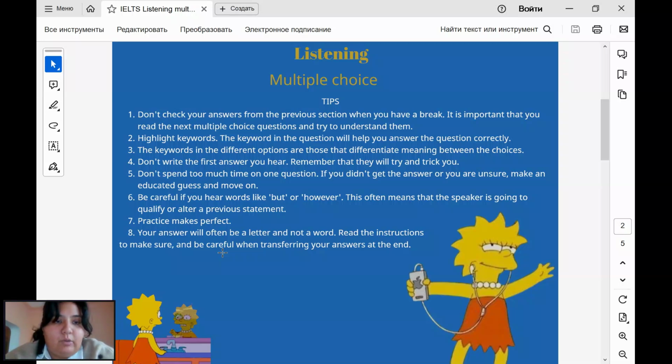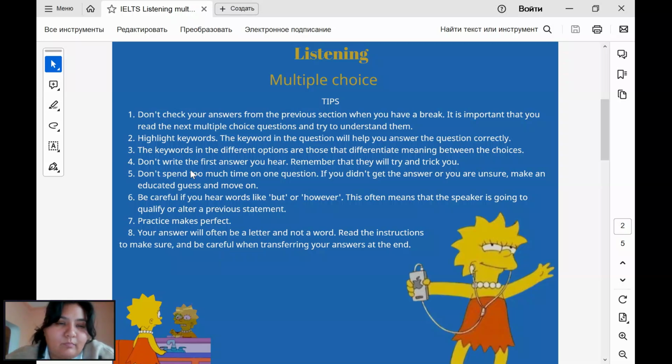Okay, so keywords in different options. You don't have to check the keywords in the question. Go and check the keywords in the options that you have. It means that there are some items that differentiate A from B from C. You have to be able to identify that.